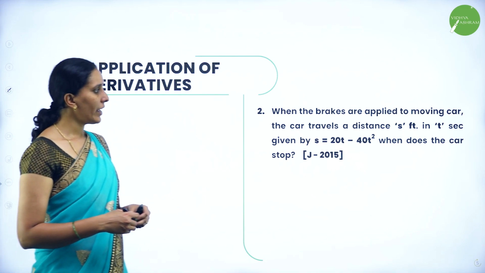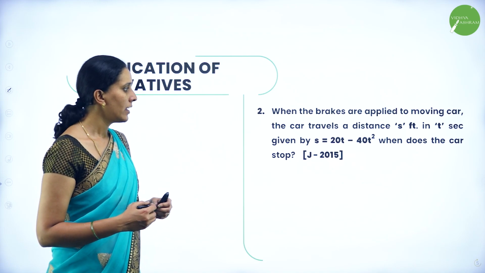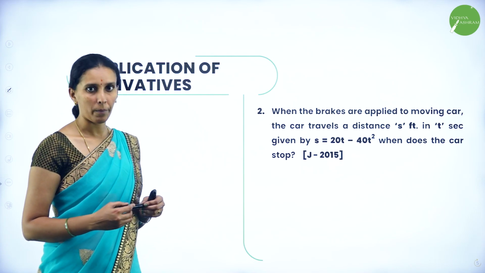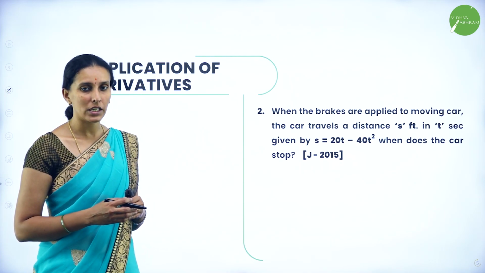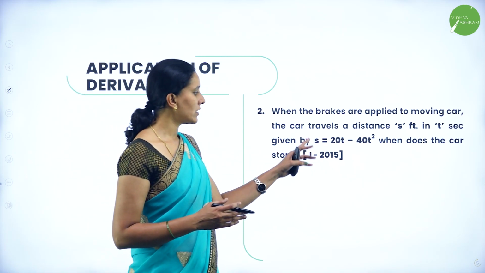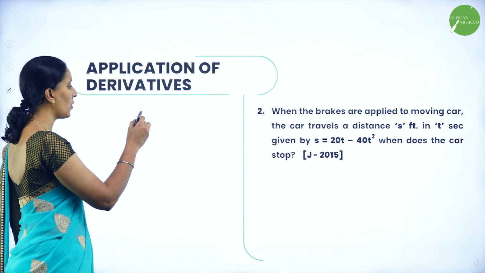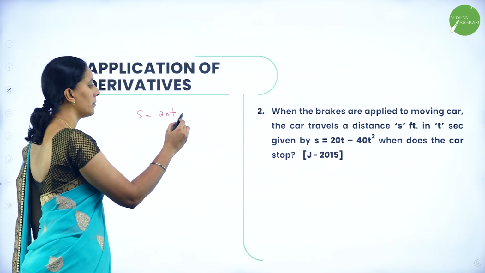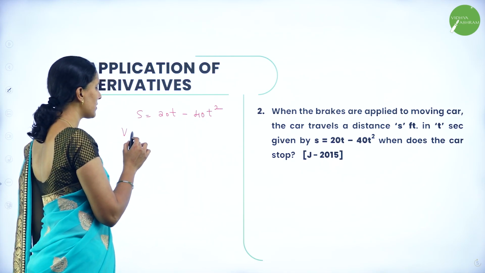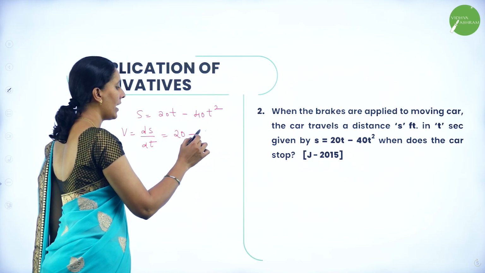Next question. When the brakes are applied to the moving car, the car travels a distance s feet in t seconds, given by s is equal to 20t minus 40t square. When does the car stop? So, car stop means the final velocity. So, we consider the final velocity as 0. Before considering the final velocity, let us find out the velocity of the car here. They have given s is equal to 20t minus 40t square. So, let us find change in displacement, that is the velocity, which is 20 minus 80t.